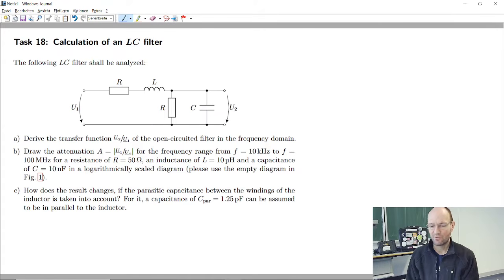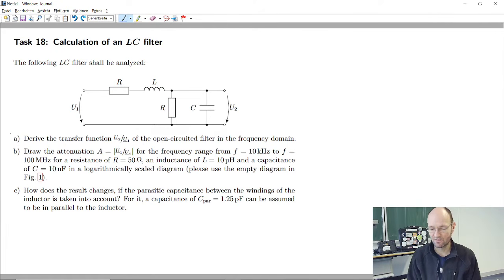Anyhow, we can try to have a look at this task number 18, calculation of some LC filter. So we have this circuit here, some LC thing. We have some inductance here, we have some capacitance there, and we have two resistors that are in series and in parallel to these elements.